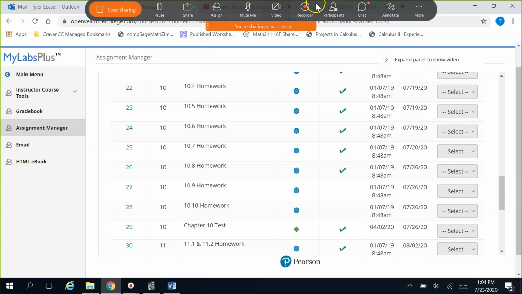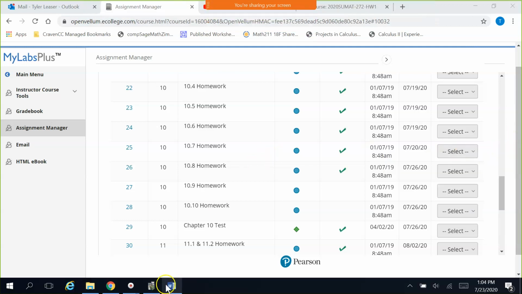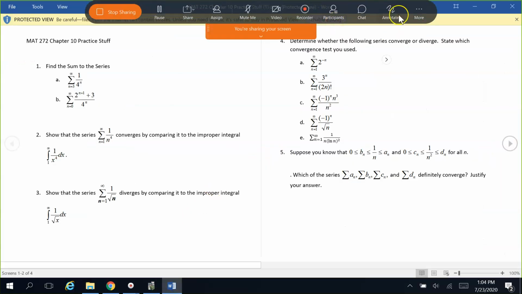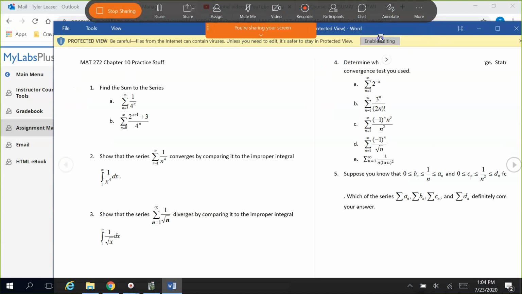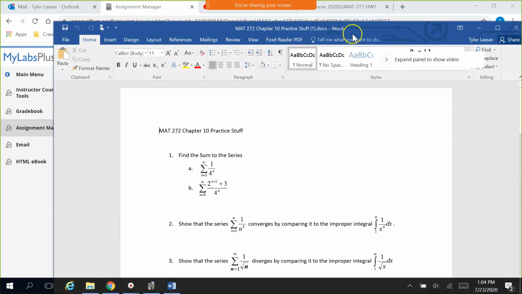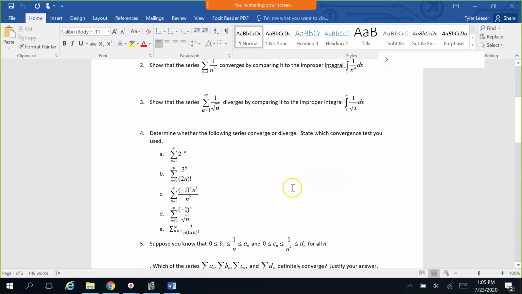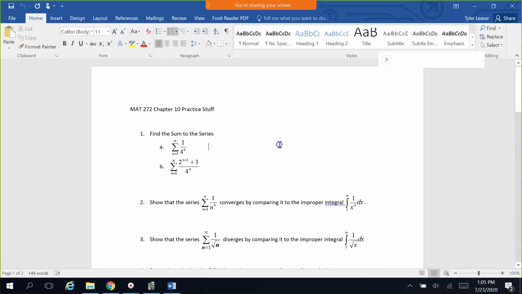Okay, so if no homework questions, then let's go ahead and jump into this practice thing. We're just going to start at the beginning and work our way all the way down. Let's see, how do I want to do this? I guess I could just write straight on this. Let's do it that way.